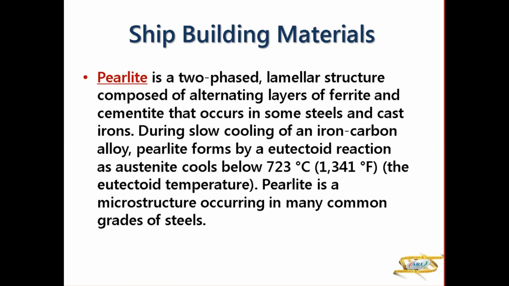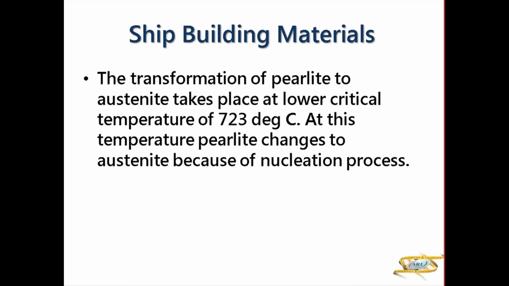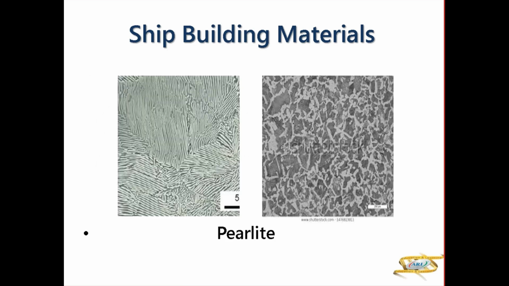When you do the heat treatment, it depends on whether you cool very fast or slow. When you do slow cooling of iron carbon, pearlite forms by the eutectoid reaction, when the austenite, which is another form, cools below 723 degrees Celsius. You have this structure in certain grades of steel also. The transformation of pearlite to austenite takes place at the lower critical temperature of 723 degrees Celsius, and the pearlite changes to austenite because of a nucleation process. So this is pearlite.